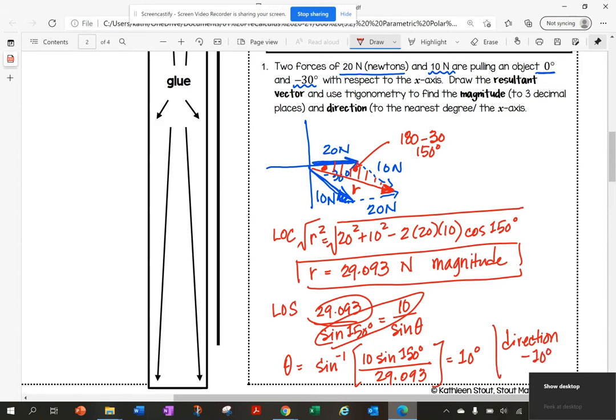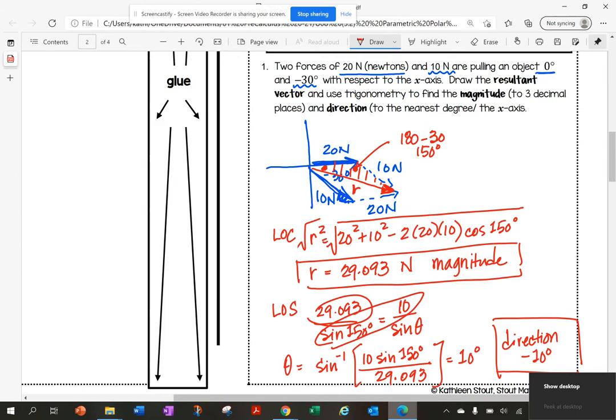Okay, so when I was finding the law of sines, it doesn't tell me the direction. It just tells me what the angle is. So I need to make sure I interpret the information. Okay, so that is an example using the parallelogram or oblique triangle method.